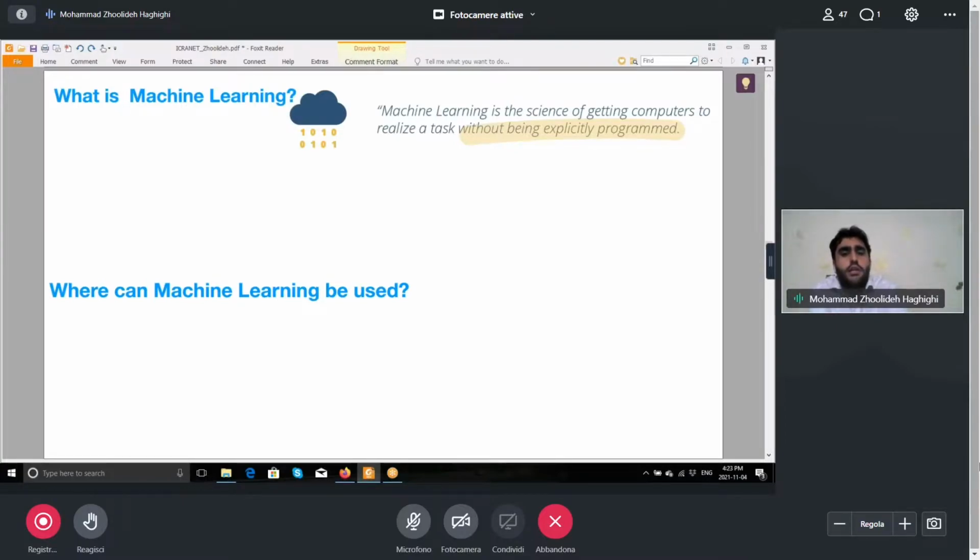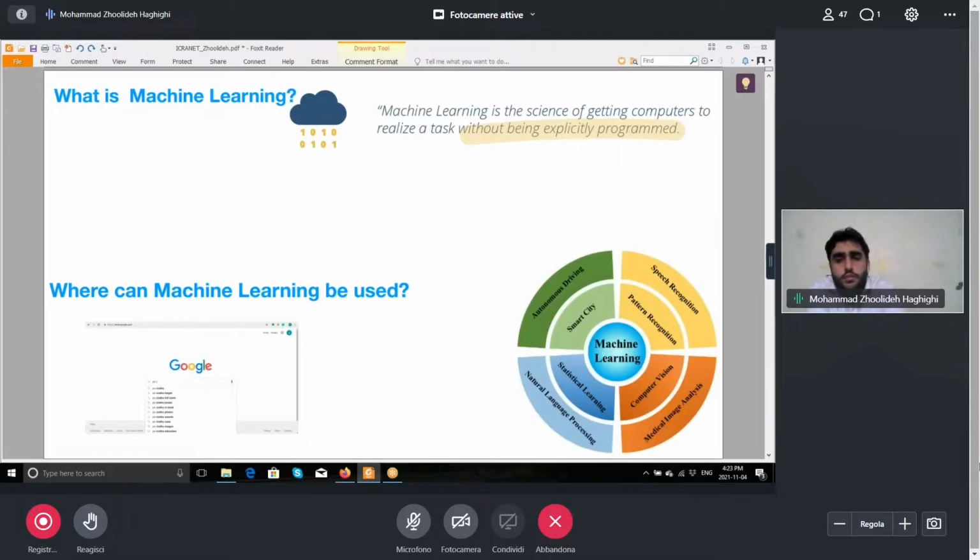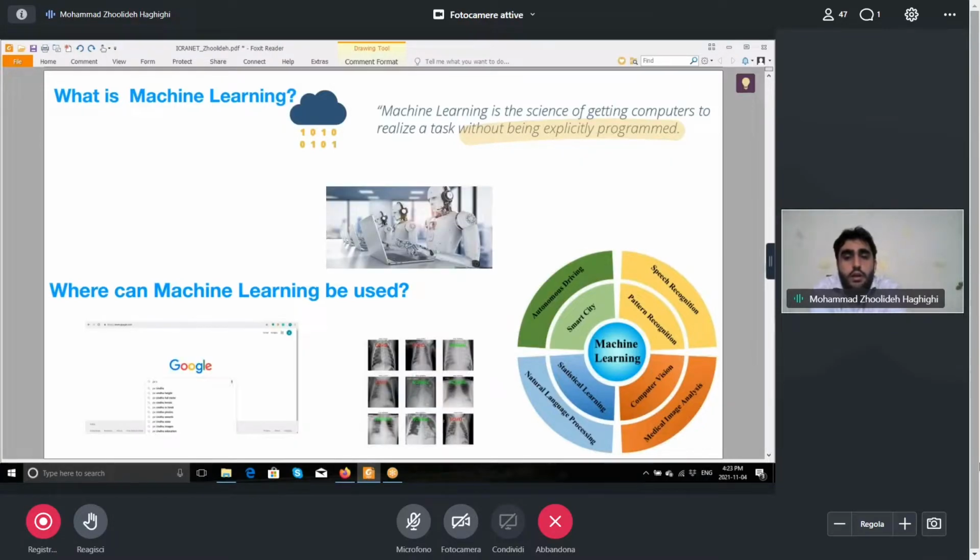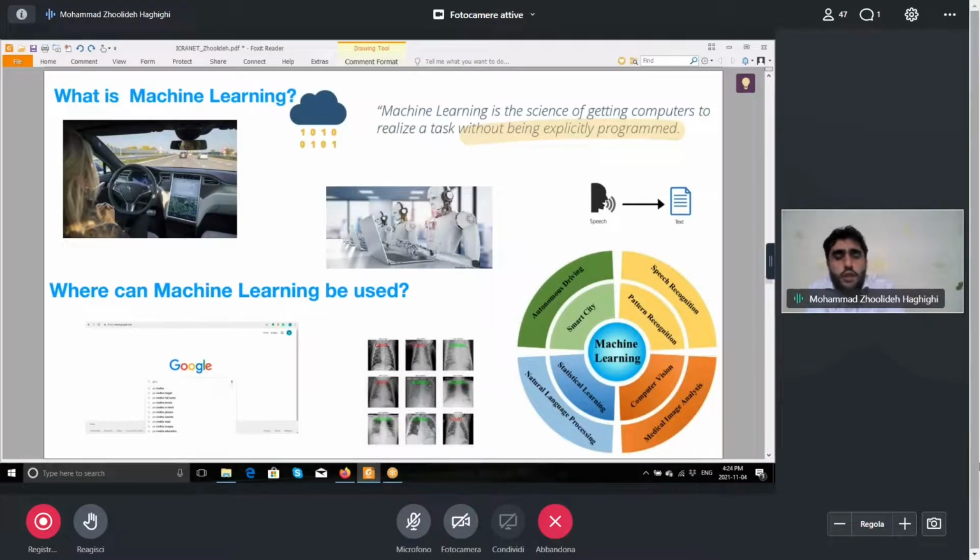And where can machine learning be used? To answer this question, I should say where machine learning cannot be used, since it's used every day in different parts. You can see that in your Google searches, in phone reply systems, and even COVID-19 diagnostics, speech recognition, and self-driving cars. Every aspect of our life nowadays is affected by machine learning.